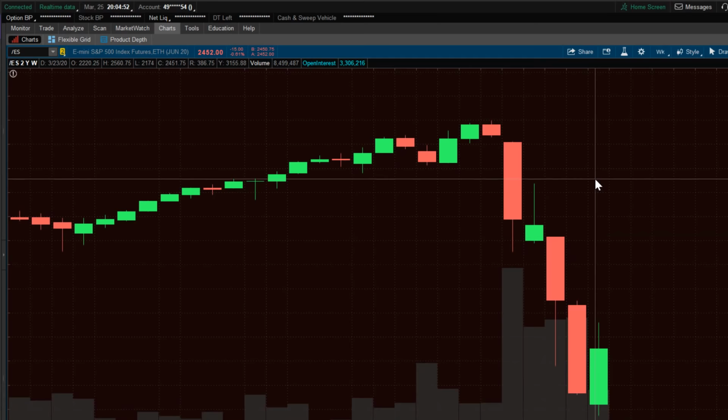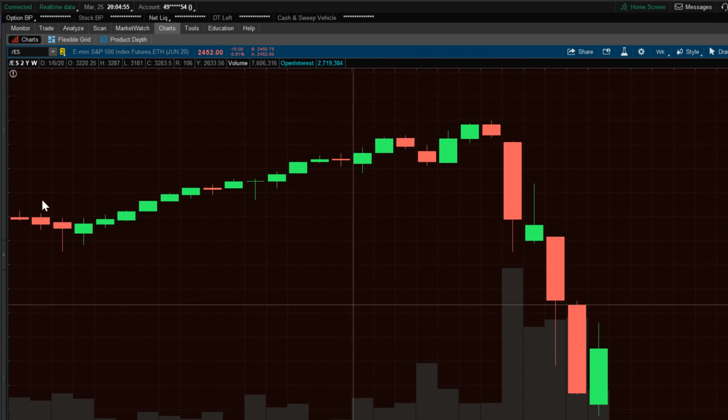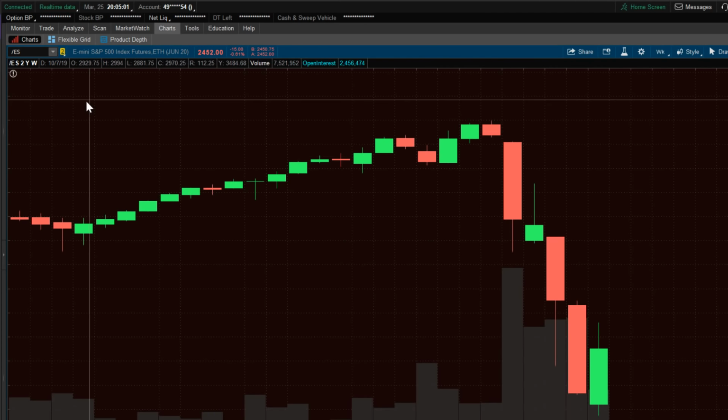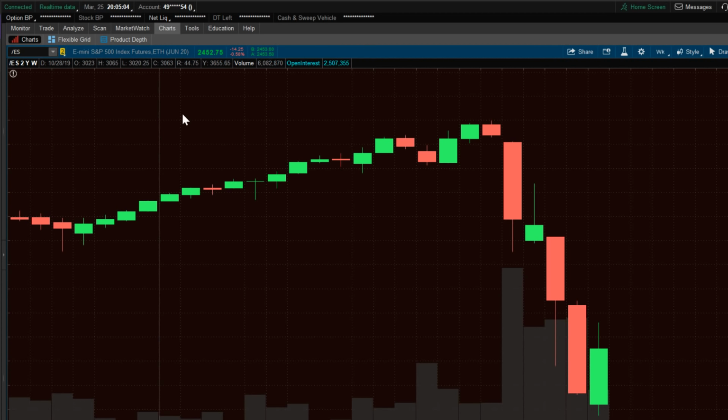So let's go in and take a look at our platform and see what we're talking about. This is ThinkorSwim, my ThinkorSwim platform. I've got this blown up to a weekly chart of the E-mini S&P 500 futures. Let's take a look at these candles. What does this mean? If you've never seen this before, you might be thinking, what the heck is this? All these pretty colors, looks like Christmas lights on the chart. These candles are a graphic representation of what price is doing for the underlying, the underlying being the S&P 500 futures contract here.